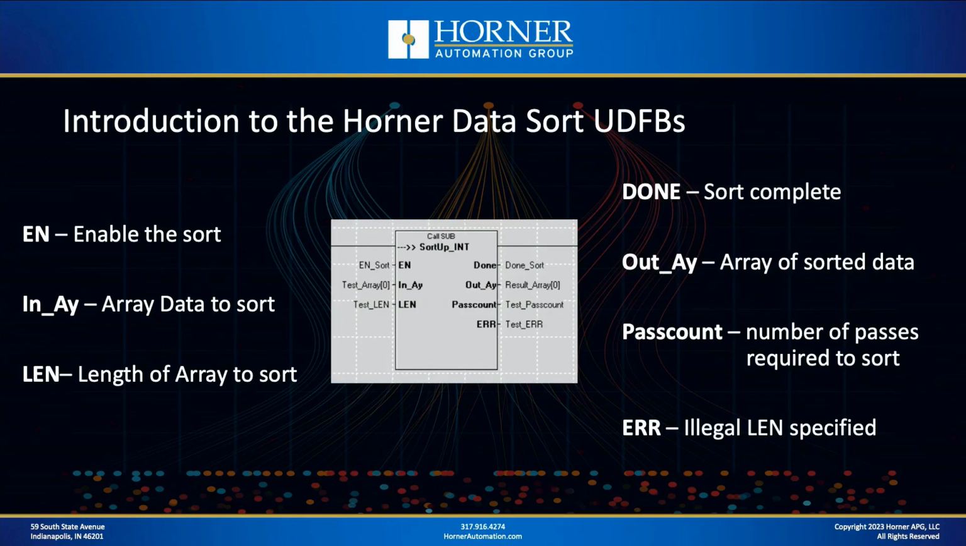Okay, let's take a look at the details at the inputs and the outputs of the UDFB. So there's an enable input that has to be on to enable the sort. Now, the way this routine actually works is it performs the sort on the first scan after the enable bit has been enabled. So it only takes one scan to do the sort. And after that, as the function block remains enabled, it just basically does nothing. It's done executing.